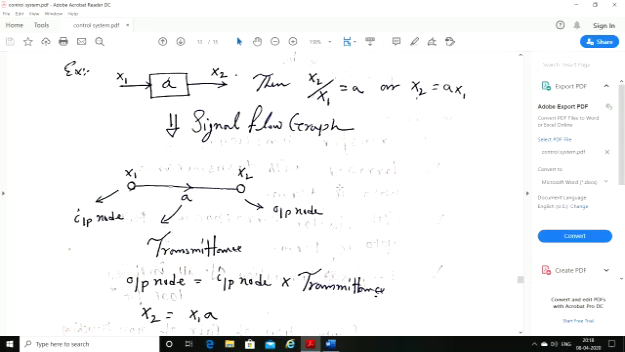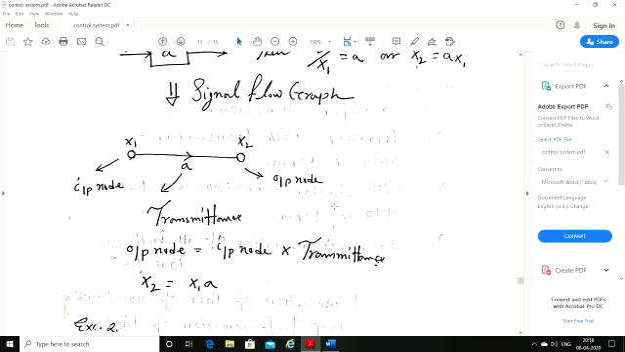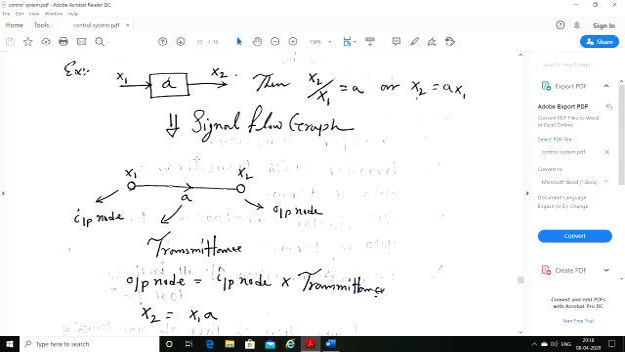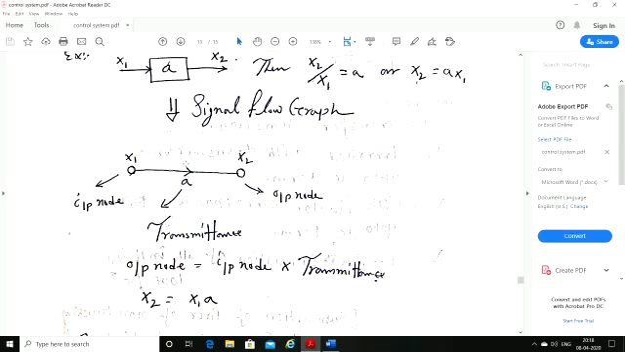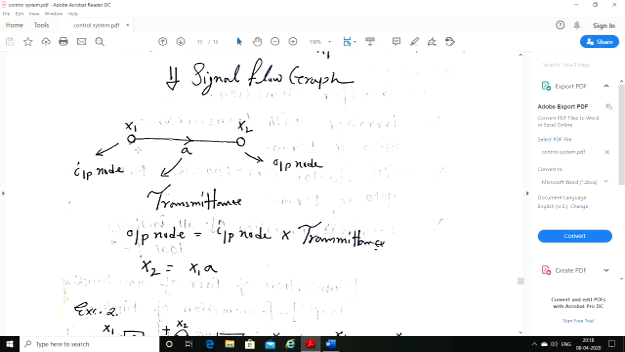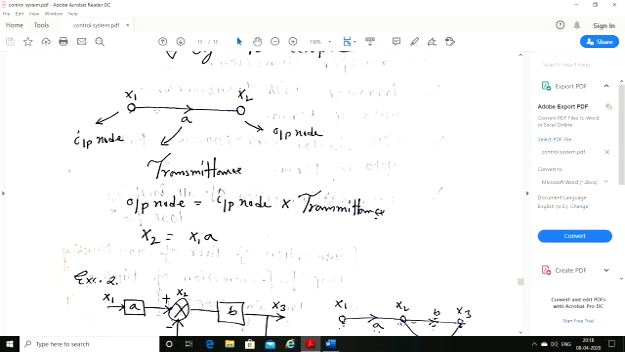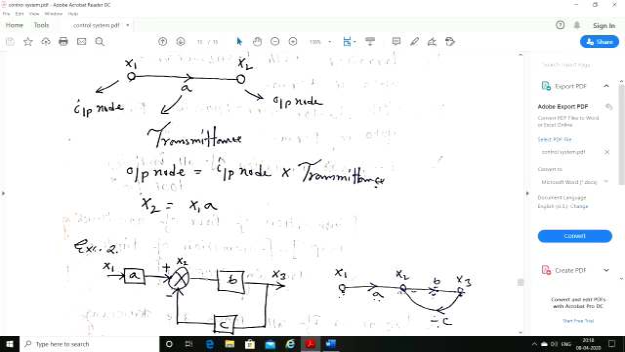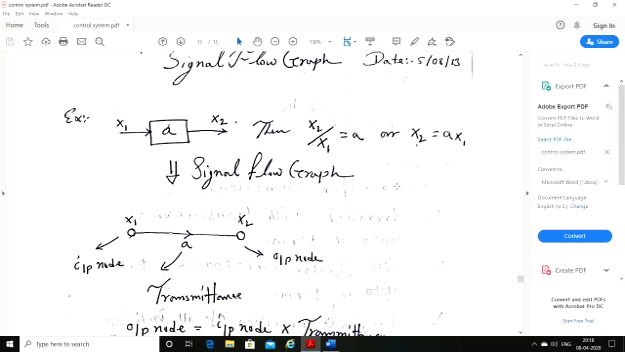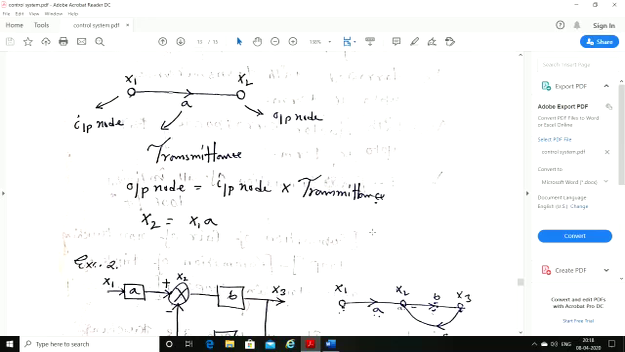When we convert it from the block diagram to a signal flow graph, the x1 input is symbolized by a dot, x2 is also a dot, and a is simplified by an arrow labelled a. Here x1 is the input node, x2 is the output node, and a is the transmittance or gain. So output node equals input node into transmittance, from the above equation: x2 equals a into x1.